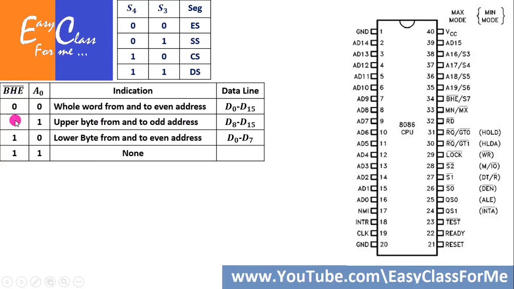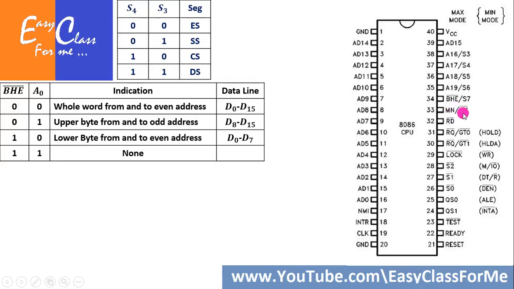Similarly, when BHE is deactivated, only D0 to D7 will be treated as the data bus. In that case, the lower byte from and to an even address can be transferred, and 11 stands for no operation. So BHE bar is a very significant pin, and it is used with the A0 pin when the multiplexed address and data bus is treated as address bus. The status of the A0 pin and the BHE bar pin decides how we are going to access the memory. These points should be kept in mind.